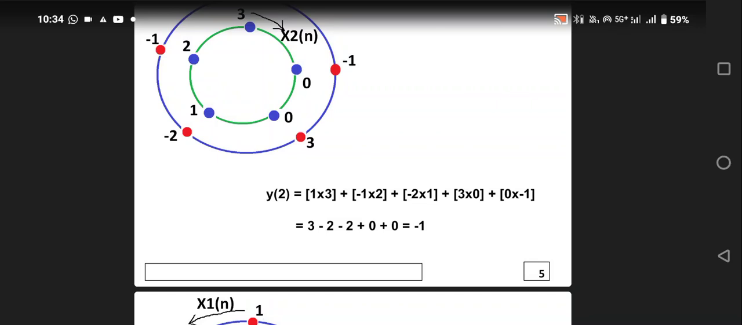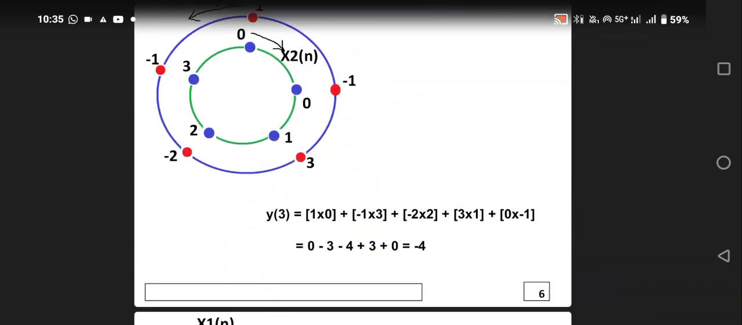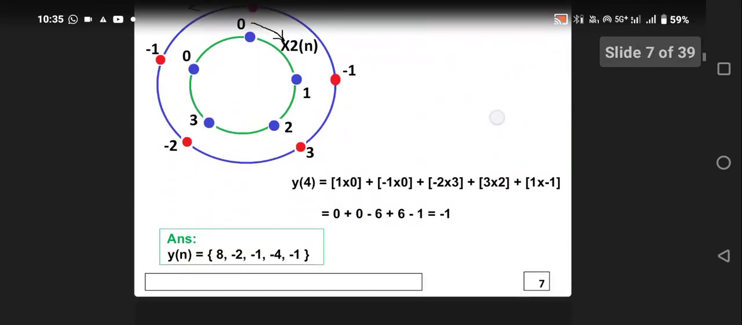Again, the inner circle is rotated to the right side. Y of 3 is minus 4. Y of 4 is equal to minus 1.